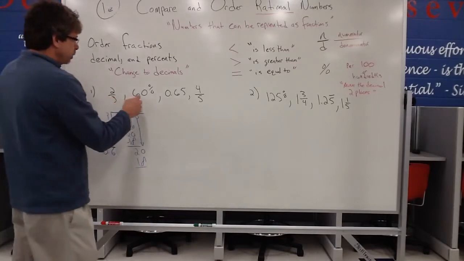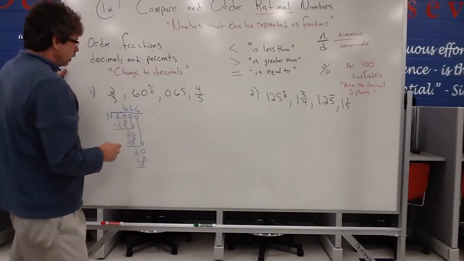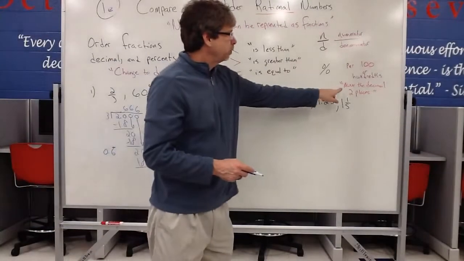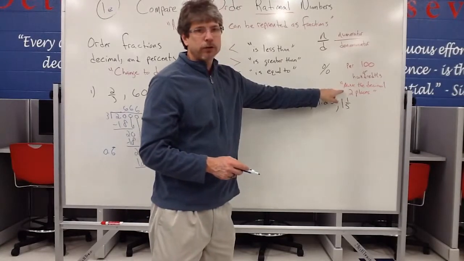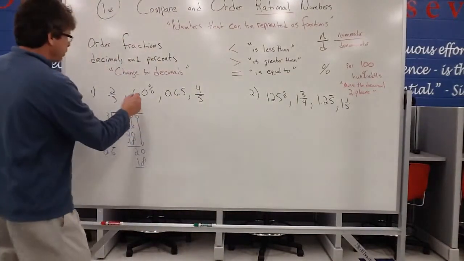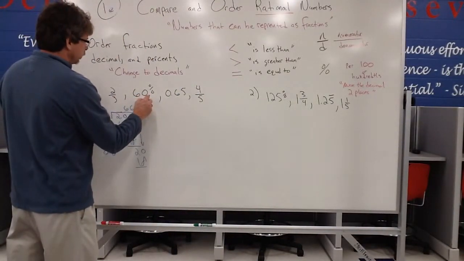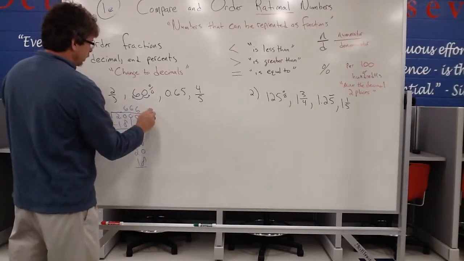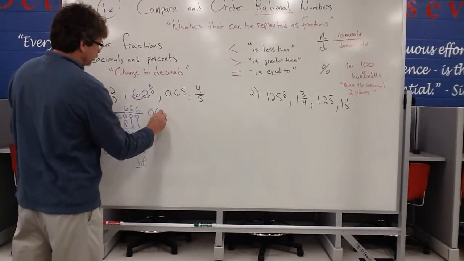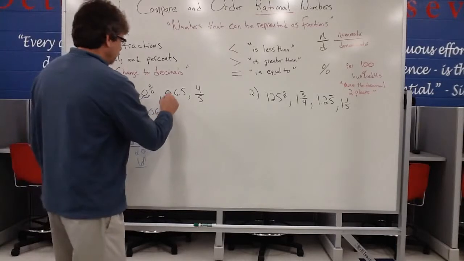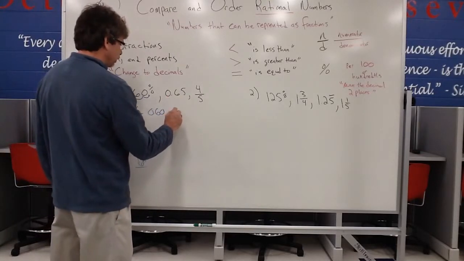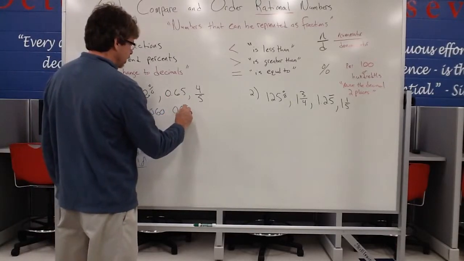So if I look at 60%, since that's a percent, if I want to change it to a decimal, all I got to do is move my decimal 2 places over. So 60% means my decimal's here, slide the decimal over twice, that gives me 0.60. 0.65 is already a decimal, so I don't have to change that.